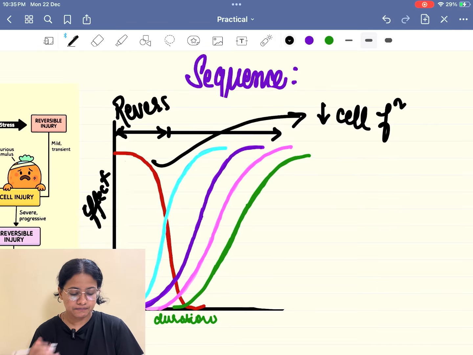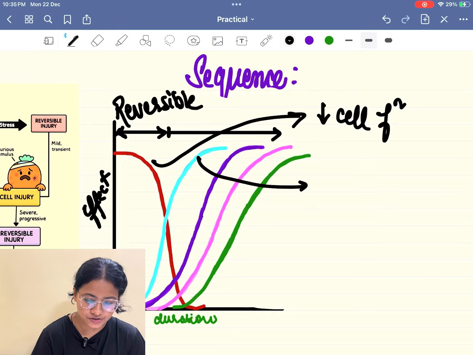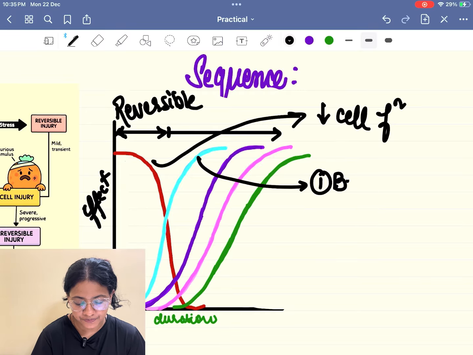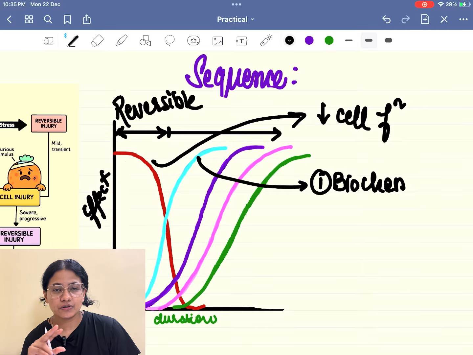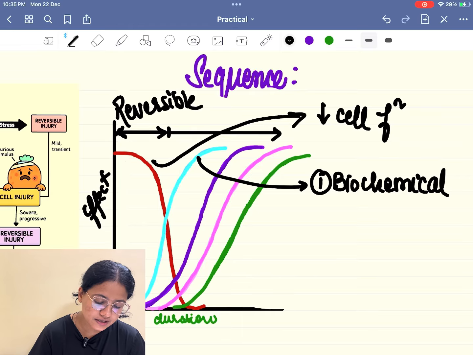Reversible cell injury. But after that, first you will see biochemical changes. Okay. So, the biochemistry of the tissue or the cell gets altered. After that, what happens? You will have ultrastructural changes.